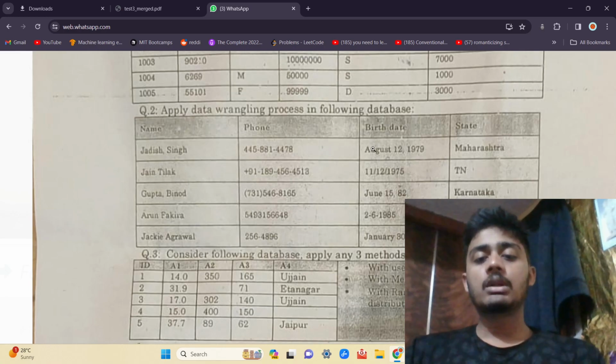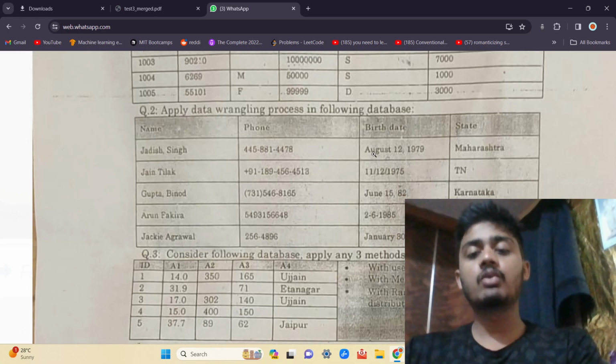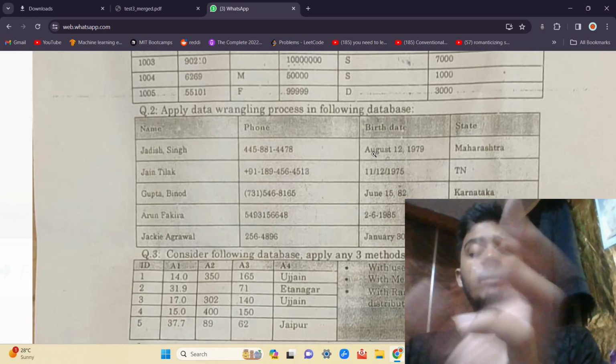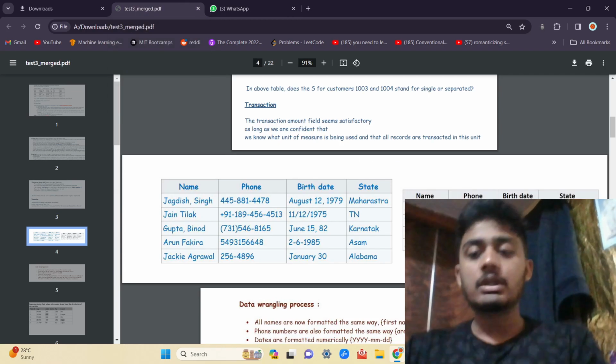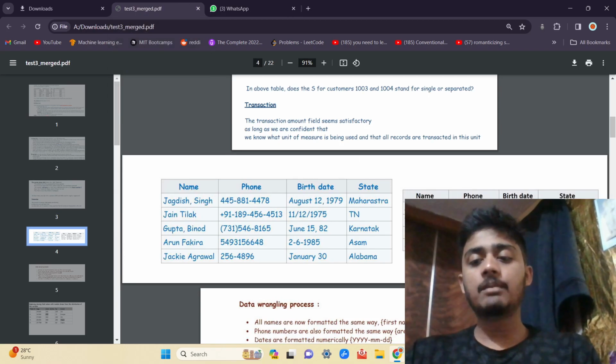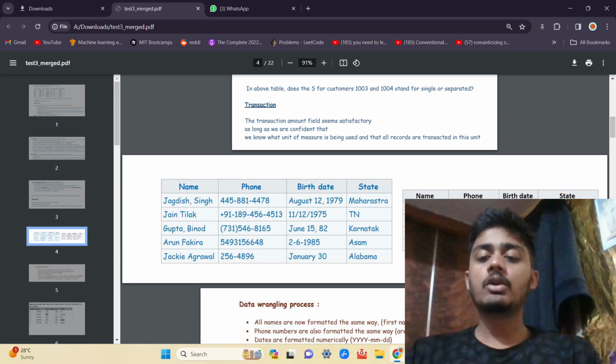Now coming toward the birth date, it should also be in a perfect template. For example, here August 12 of 1979 is given. So we have to write it in a particular format for the whole data. For example, here you can see that first the year came, then the month came, and then the date came. In this way, we can organize this birth date attribute as well.